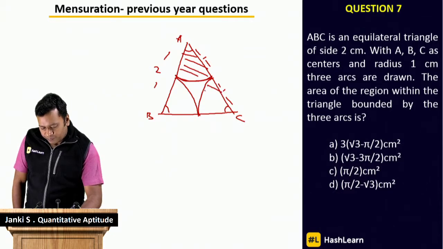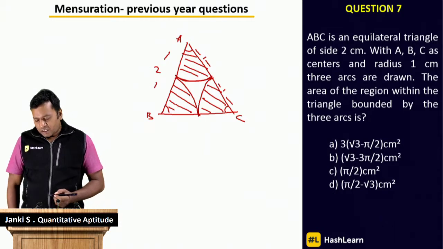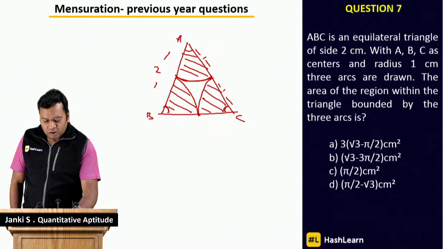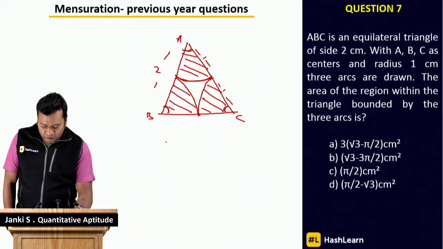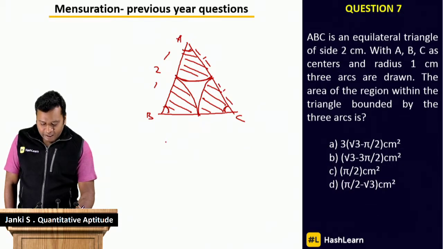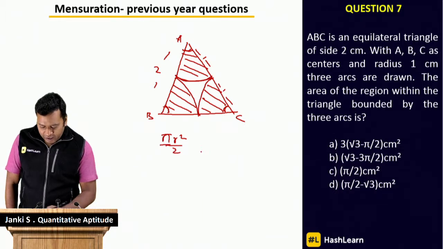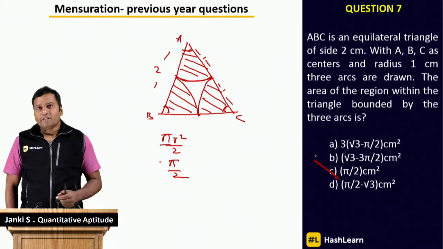So now I am interested in these areas. Then the area of the region within the triangle bounded by the 3 arcs is, so this is 60 degrees, 60 degrees, 60 degrees, that means 180 degrees there. That creates a semicircle. So it's nothing but semicircle with radius 1. It's nothing but pi r square by 2. Now radius is nothing but 1, that means the value is nothing but pi by 2. My value is pi by 2 here, right?